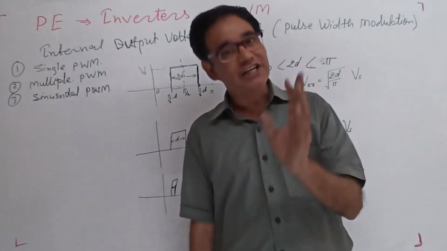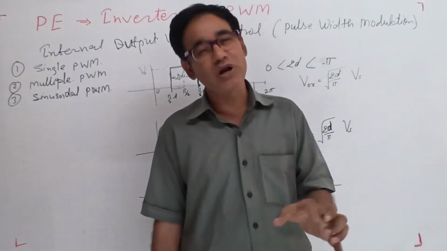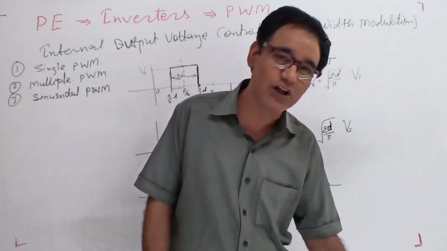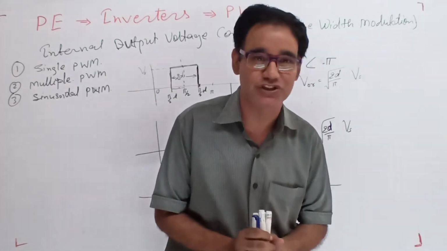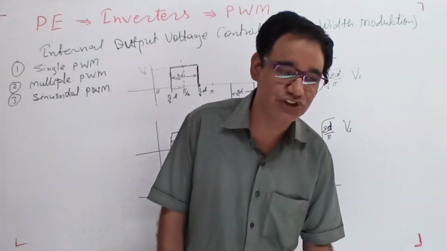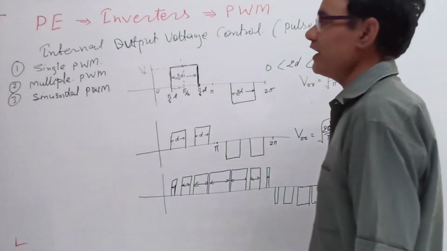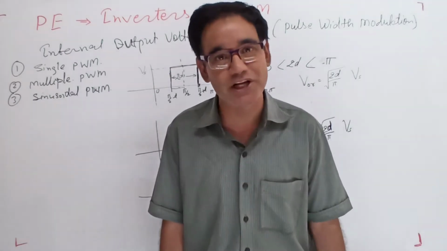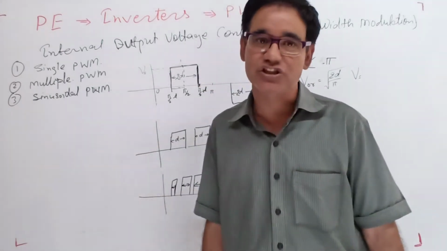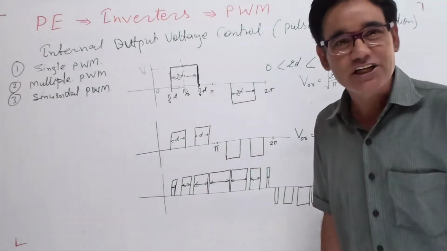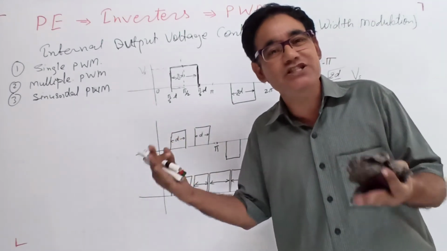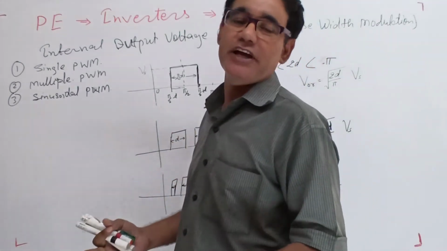Now we analyze and find out the formulas and equations of all these pulse width modulations. All the equations, so we'll take them one by one. Firstly, we are taking single pulse width modulation and its equation and analysis. This is nothing but voltage control of the inverter.